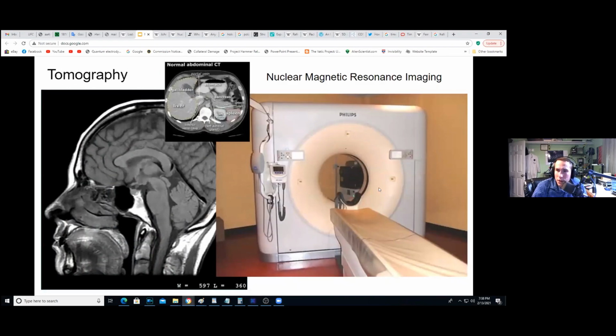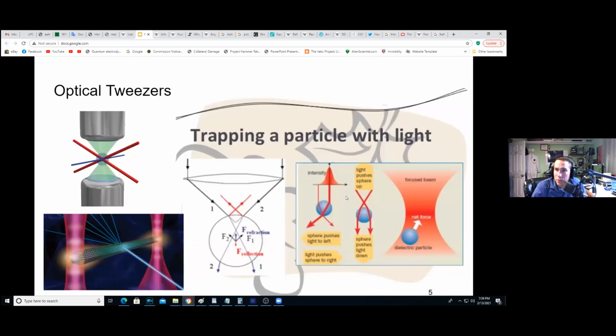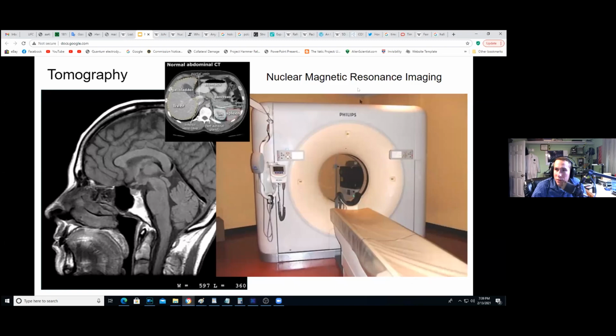It's also very nuclear magnetic resonance imaging. They put you through a giant magnet, and they use this tomography to basically create an image of you in slices, and then add those slices together to get an image of your whole body. And there's a whole thing on tomography if you look it up.